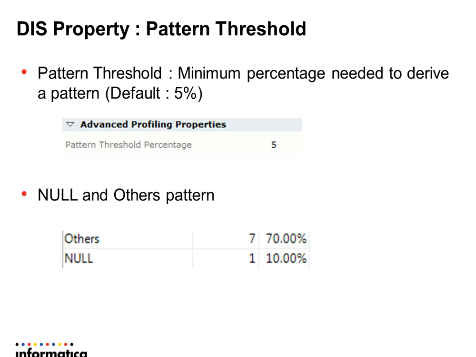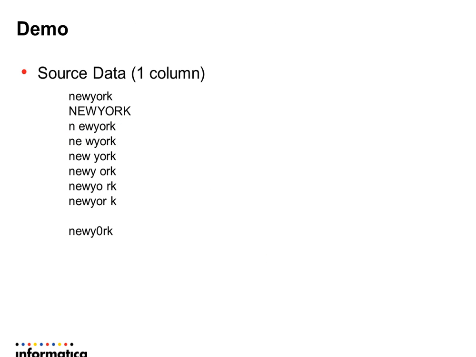So the number of patterns displayed in the results is decided by the combination of the pattern threshold and the maximum patterns in the DIS. Let's see how the pattern results vary by changing each of these values. Consider a data source which contains two strings of 7 characters each and 7 other strings with blank at different positions and a null value in between.